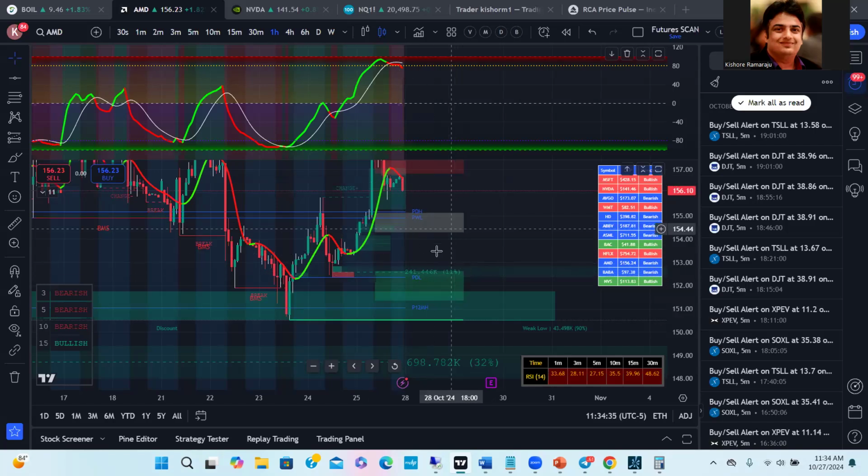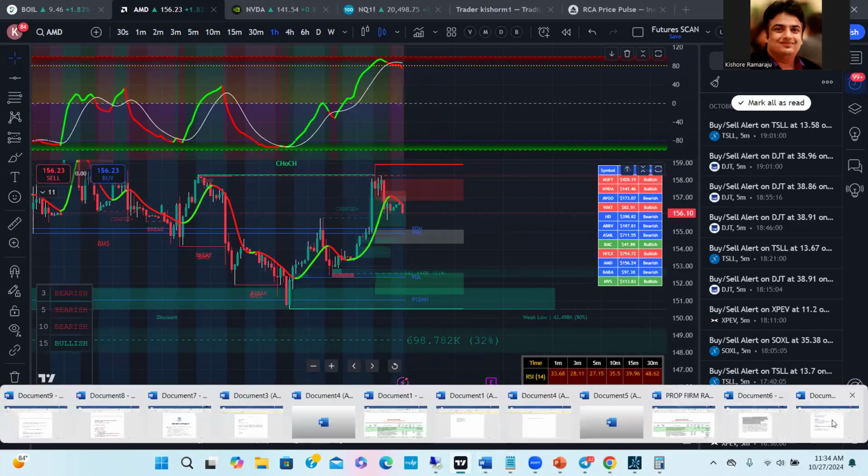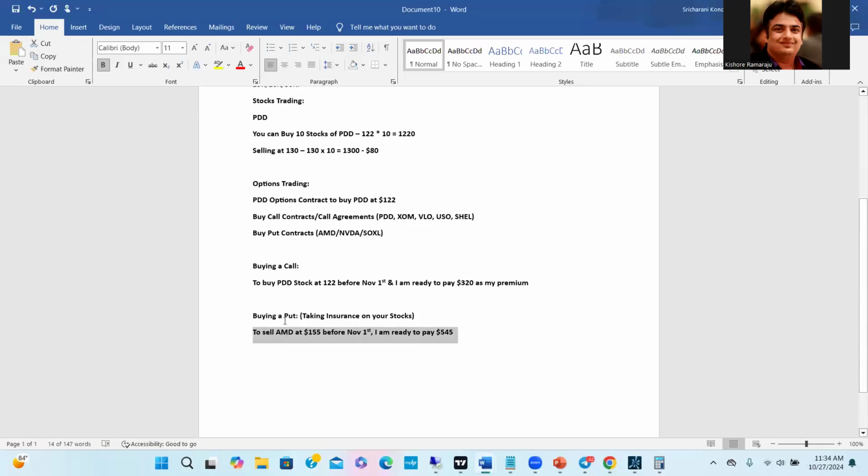So either it may reverse here, or if there are a lot of sellers, if the war continues, then it may come all the way to 149 also. Then your $540 contract value will become 1,000, $2,000. You may make 200, 300%. So like that, you can buy a put contract when you think something will go down, or you can buy a call contract when something will go up, right?